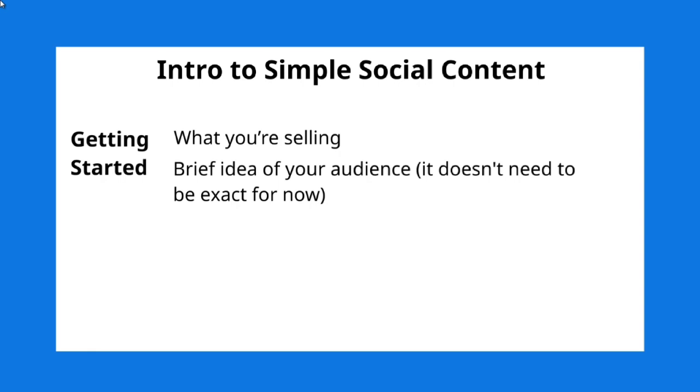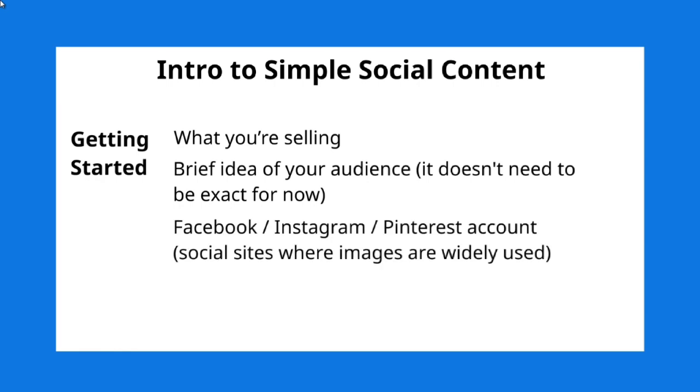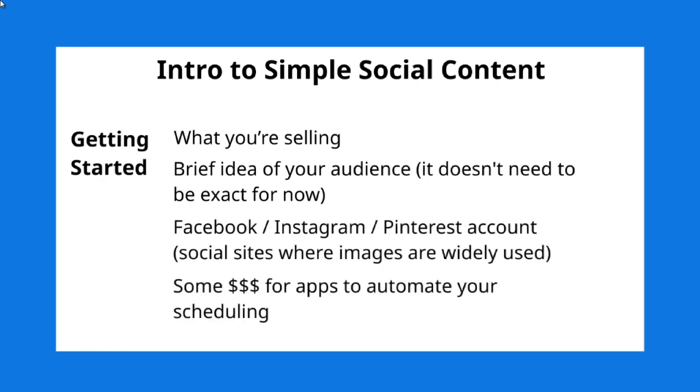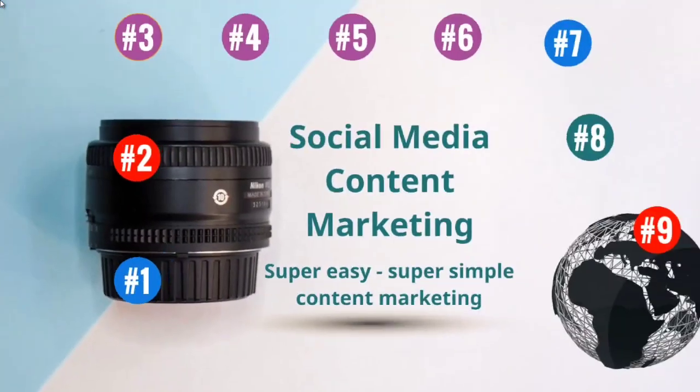You also need to have a brief idea of your audience. It doesn't need to be exact for now. We'll clarify that. But have a brief idea. Start painting a picture of what your audience looks like. And we talked about social sites. And of course, you'll need some money for apps to automate your scheduling. If you're low on money, you can definitely post the images and content yourself without scheduling them. With that said, let's move on to the next video.